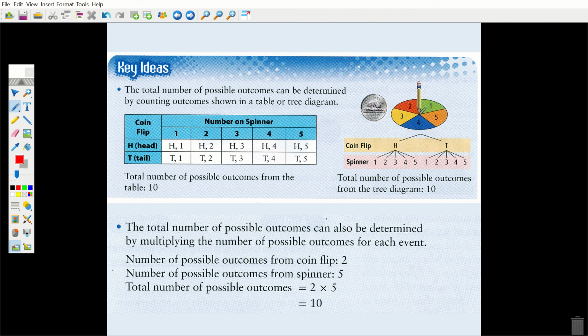I mean, you can probably look at this one and see there's 5 and 5 is 10, but when it gets more complex, you would need a sample space. And the easy way to do that is take the total number of outcomes on one independent event and the total number of outcomes on the other independent event, multiply them together, and then you get your total number of outcomes. So that is a short, simple, easy way to do this lesson.